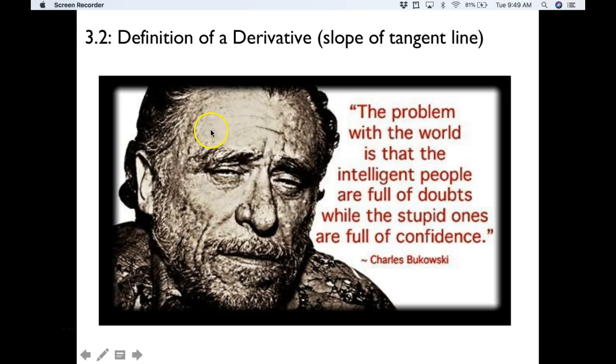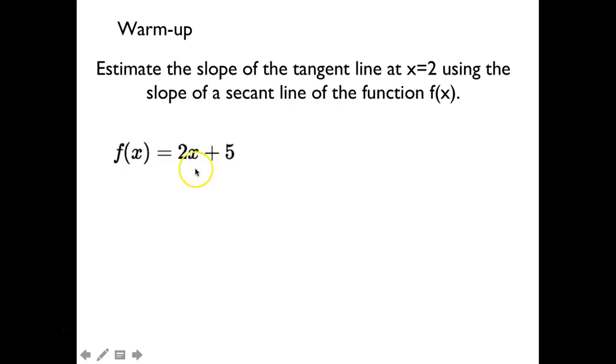Okay guys, today we'll be doing 3.2, definition of a derivative, or another way to say derivative is slope of a tangent line, or instantaneous rate of change. Let's get started. Okay, first thing, I'm just going to explain to you how they came up with a derivative.